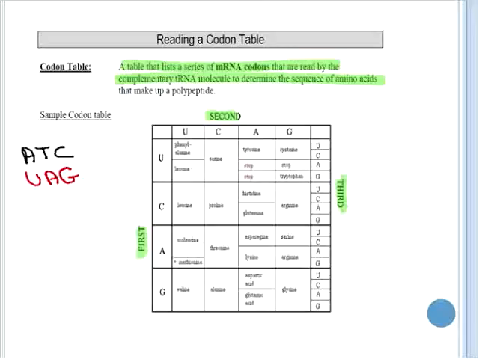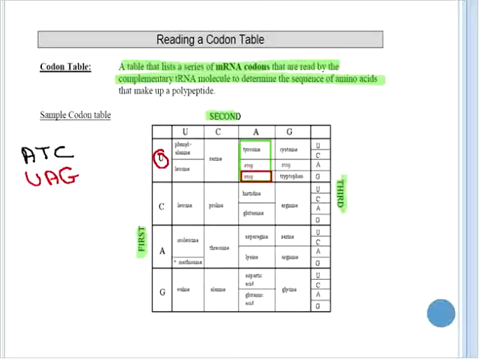To determine what amino acid would be brought by its transfer RNA complement, you would read U is the first base, A is the second, G is the third. This would be a stop codon. This would mean that at this point, no further amino acids would be joined.